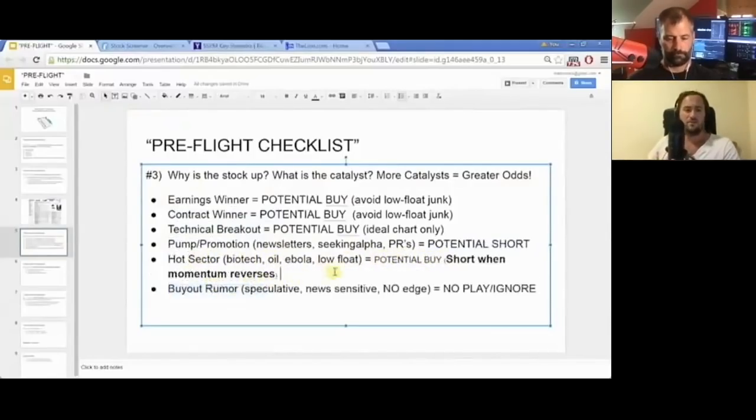One other rumor to talk about is a buyout rumor. Typically, I have guys in the chat room and people emailing me all the time: what about this stock? There's a buyout rumor. I could make $1 a share. There's speculation that this thing's going to get bought out for $10 and it's trading at $9. Ignore. There's no edge on these types of plays, so do not play them. Put them on ignore.